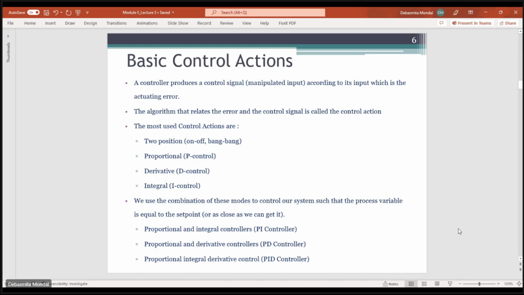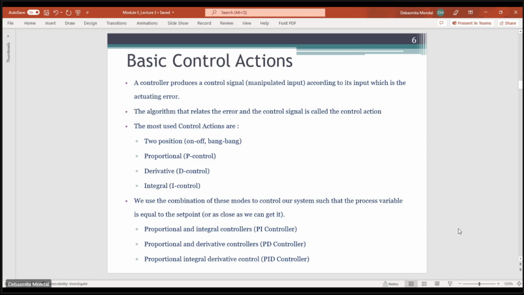Now there can be different types of control actions. The very basic type of control action is a two-position control action. Two-position control action means it can be either on or off position. So it's sort of a binary kind of thing. It can be an on-off kind of action. Then the second one can be a proportional control. Then we can have derivative control. You can have integral control also. And these are the basic control schemes.